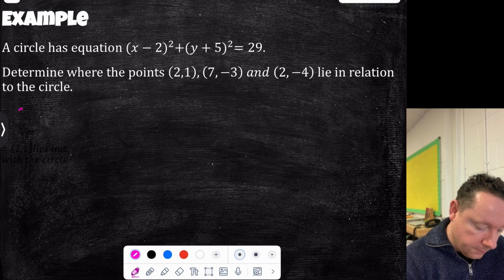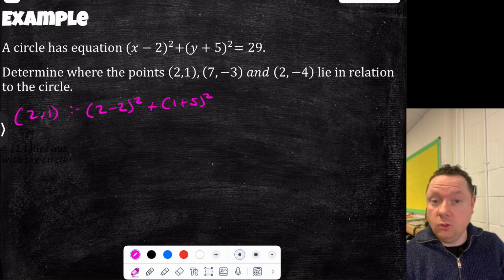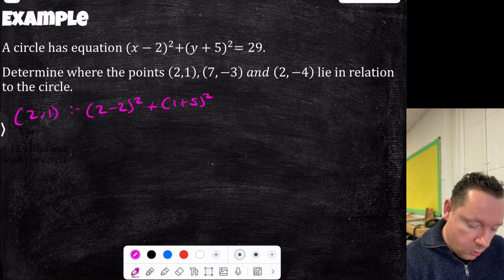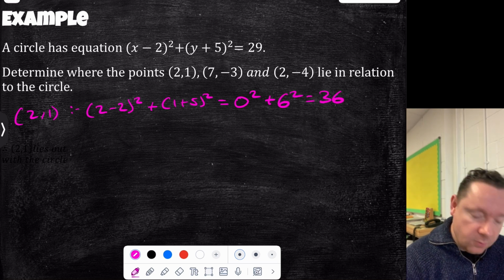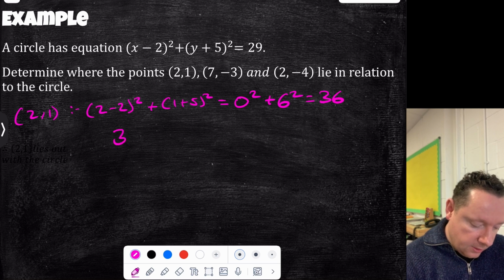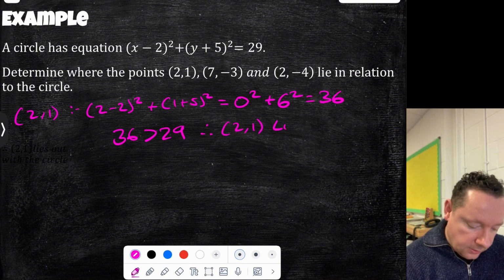So let's look at (2, 1). Subbing that in, we get (2 − 2)² + (1 + 5)². They're not equal to 29, we're going to see what it equals. 2 minus 2 is 0 squared. 1 plus 5 is 6 squared, which equals 36. And then we just make a little statement. 36 is bigger than 29, therefore (2, 1) lies outside the circle.